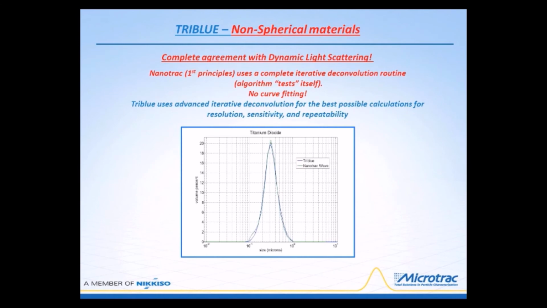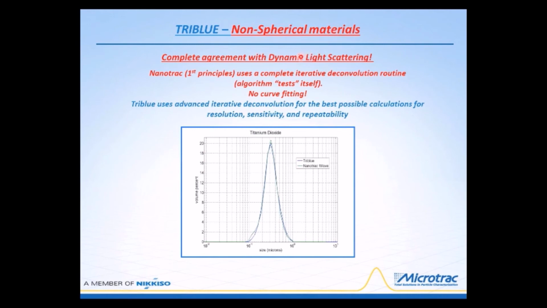The Tri-Blue, as I mentioned, it's always nice to look at nice spherical particles, but again, they tend to represent only a few percent of the materials that are measured for particle size. So the Tri-Blue has, this is some data on non-spherical particles, and the way we tested this was to look at dynamic light scattering.